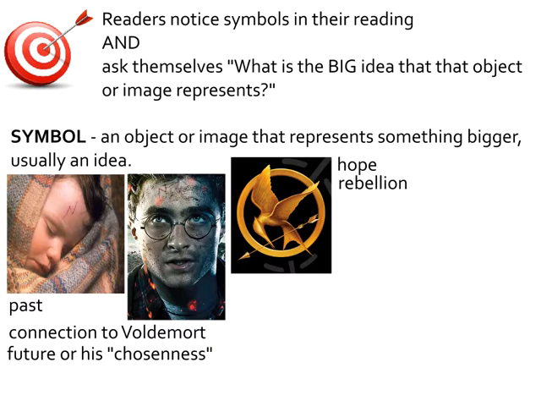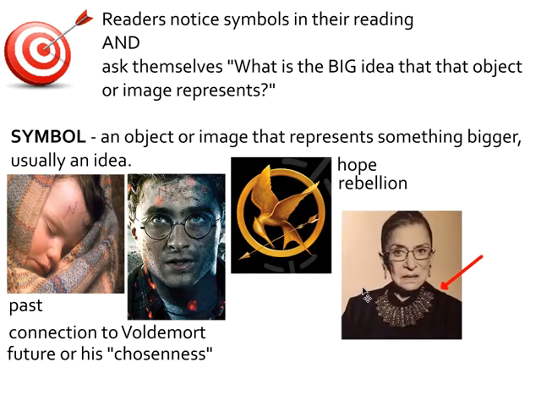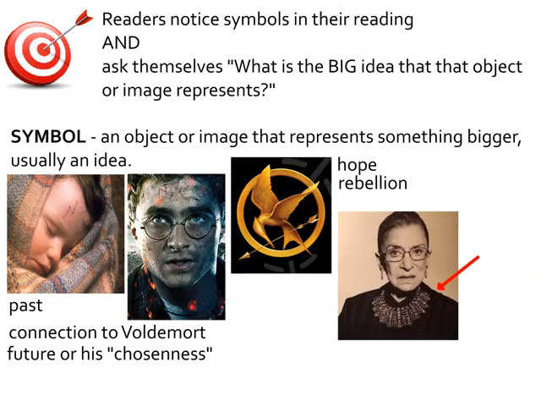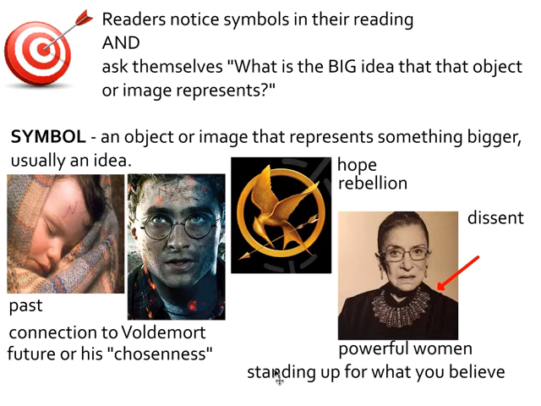A current symbol that we see in politics that I've seen a lot is the collar that Ruth Bader Ginsburg wears around her neck when she dissents. Ruth Bader Ginsburg is one of our Supreme Court justices, and every time she dissents or disagrees or is going to vote against a majority decision, she wears this collar, and this collar has become a symbol of dissent, of disagreeing with a majority decision. It's become a symbol of powerful women. It's become a symbol of standing up for what you believe in.